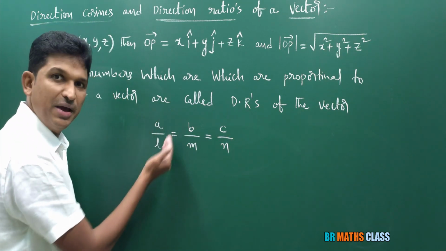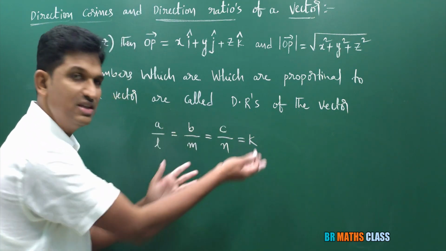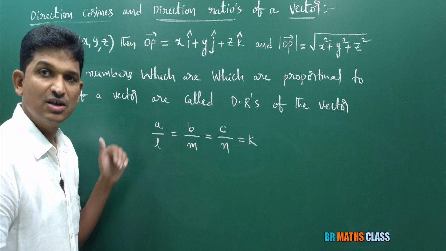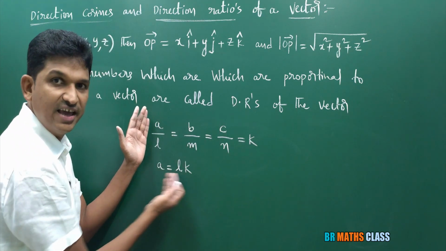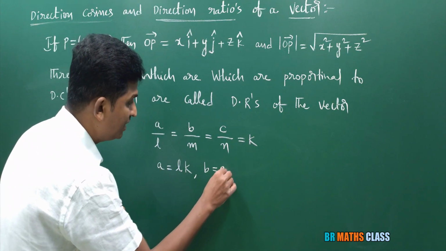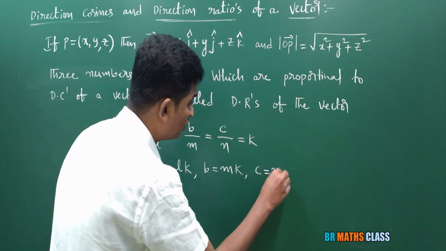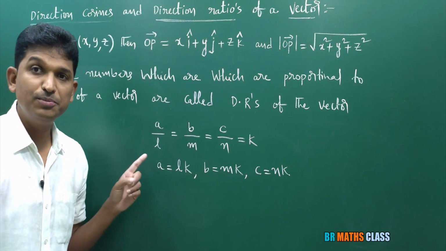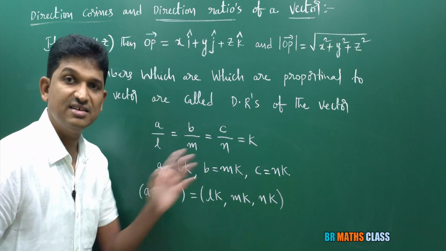A by L gives some number, right? That number I can take as K. That means all these are equal to K. From this, what is A? If I equate the first one and the last one, I'll get A equal to LK. If I equate the second one and the last one, I'll get B equal to MK. If you equate this one and this one, what is C? C equal to NK. You have to observe one thing carefully. What you got: A is LK, B is MK, C is NK.